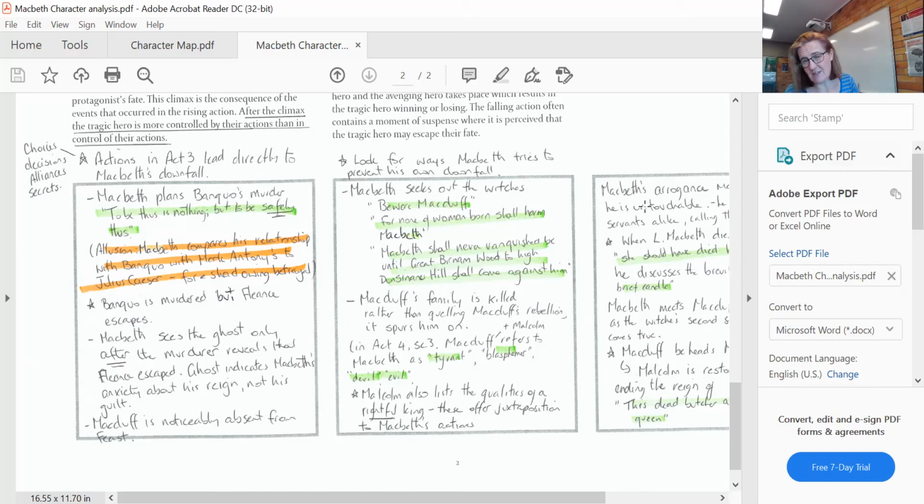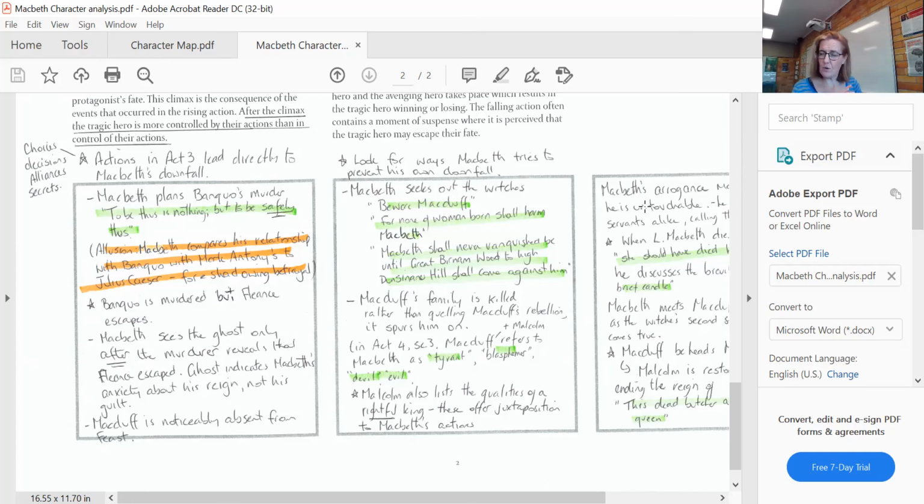So Macduff's family is killed. So when we're told to beware Macduff, Macduff's family is killed. And rather than this actually stopping or quelling Macduff's rebellion, because we know he's gone to England to try and get Malcolm to come home, what it does instead is it actually spurs him on. So he's the one who comes back to fight then.